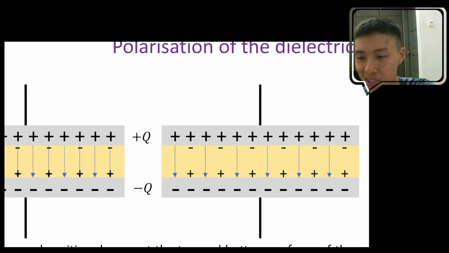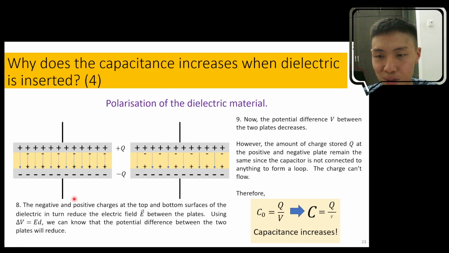I hope this part can be understood, but if not, you can just read the text over here. The negative and positive charges at the top and bottom surfaces of the dielectric in turn reduce the electric field between the plates. The electric field in between the plates is reduced. Initially, there's a lot of electric field lines, but now there's less electric field lines.